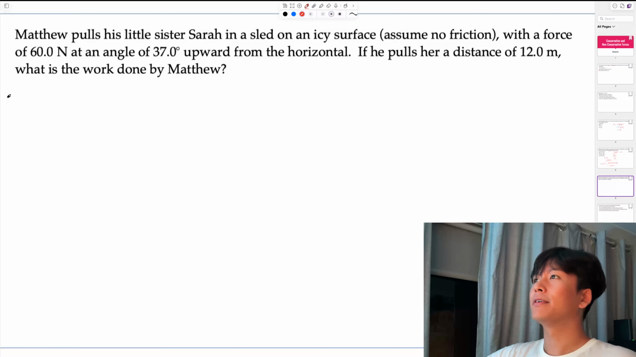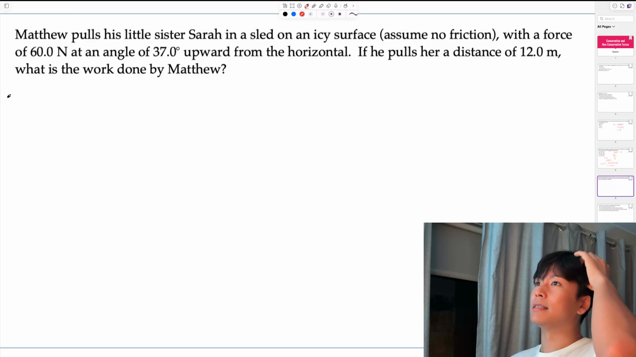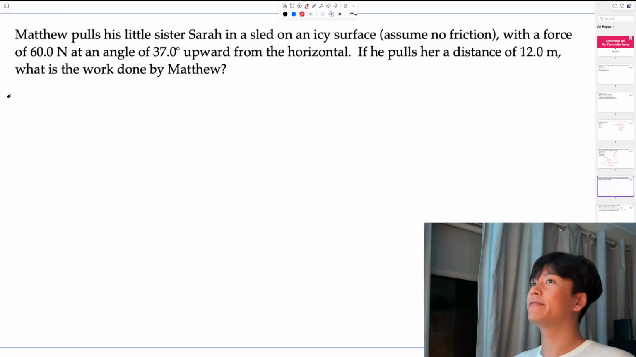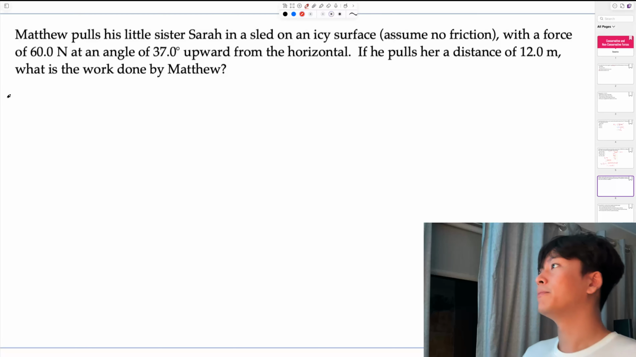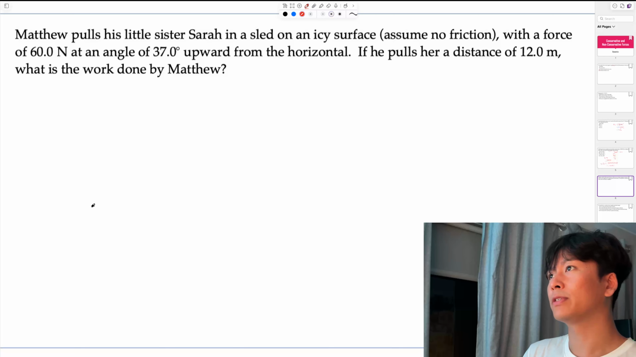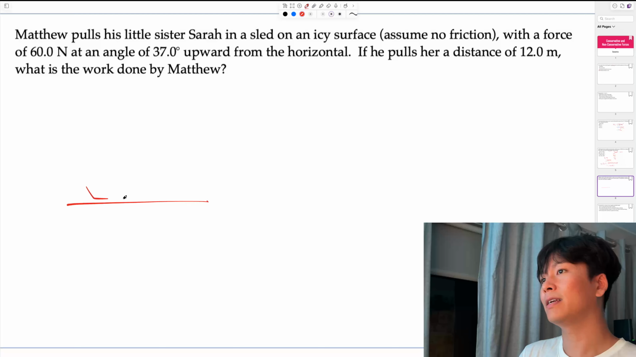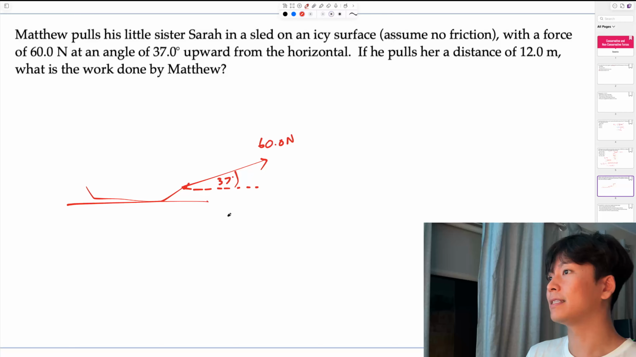Okay, so let's see. Icy surface, force and an angle, full distance of 12. So I assume what's going on here is I have a sled looking like this. It's being pulled this way at an angle, and the angle is 37 degrees. The pull force is 60 newtons. And then the distance that they travel altogether, so displacement, is equal to 12 meters.